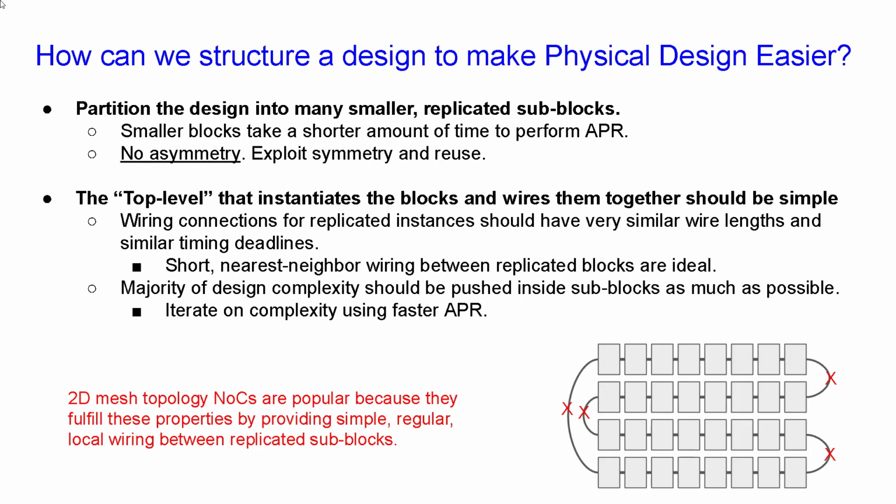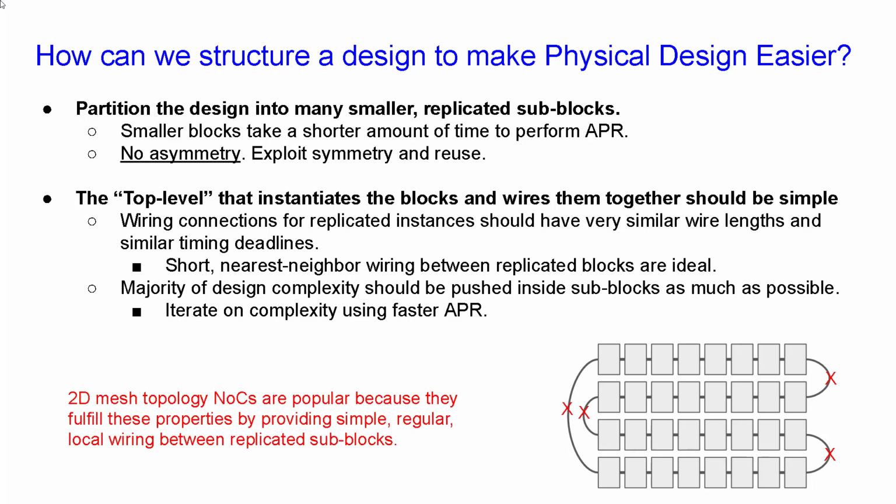So how can we structure a design to make physical design easier? First, we can partition the design into many smaller replicated subblocks. Smaller subblocks take a shorter amount of time to run APR, and this allows us to exploit the symmetry and reuse. Many previous NoC designs are asymmetric, and this compounds the physical design effort by having to redesign many different versions of the same tiles.